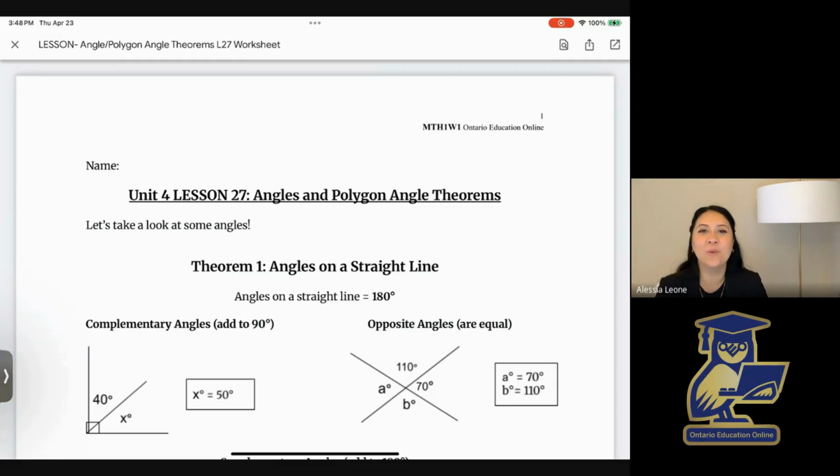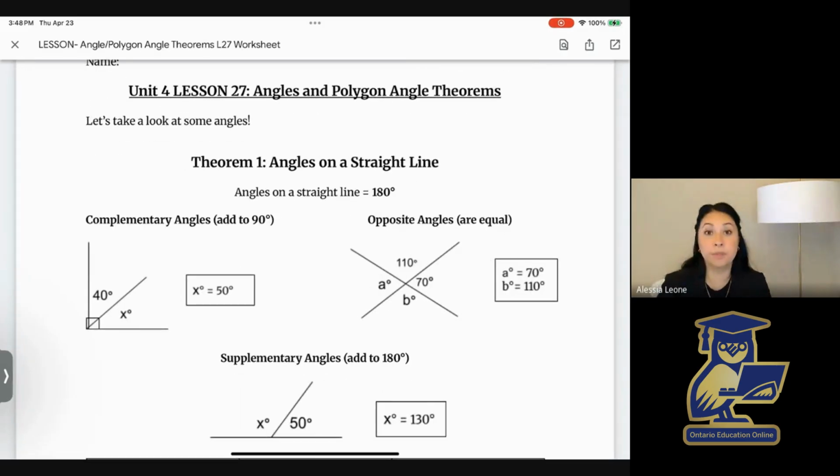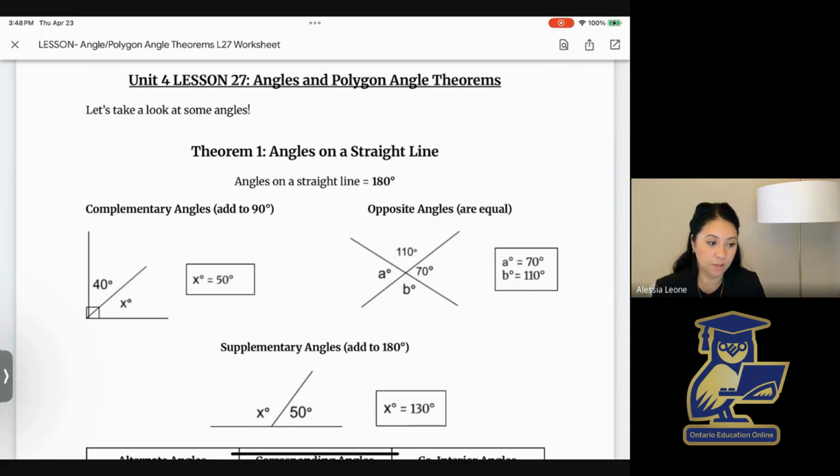Hello, everybody. Welcome to lesson 27 called Angles and Polygon Angle Theorems. So again, remember, a theorem is a rule. A theorem is just something that we need to learn is true and is always true and work with it. So we're going to learn some theorems, some rules about angles. Let's take a look at some angles.